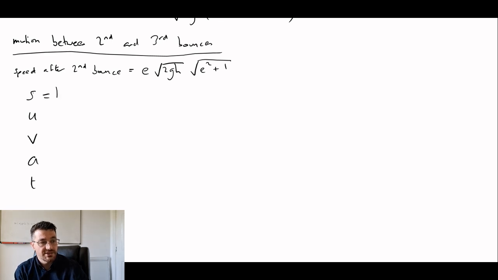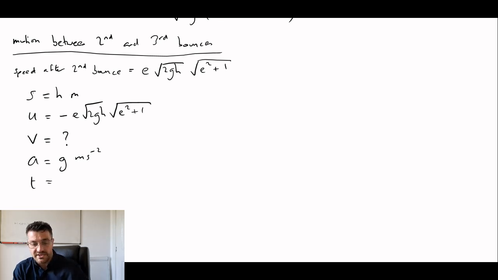Suvat: s is equal to h meters. u is equal to minus e square root of 2gh times the square root of e squared plus 1. v is what I want to figure out. a is equal to g meters per second squared. And t is something that I could figure out, but I don't think I actually bothered to figure out t. I didn't need to. So I'll put a question mark there, but I'm not going to bother figuring that out.